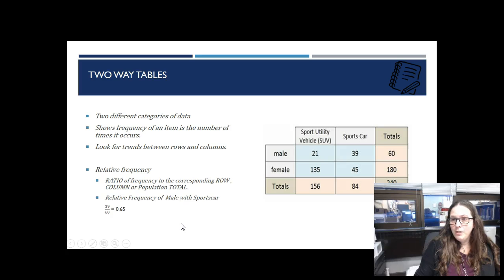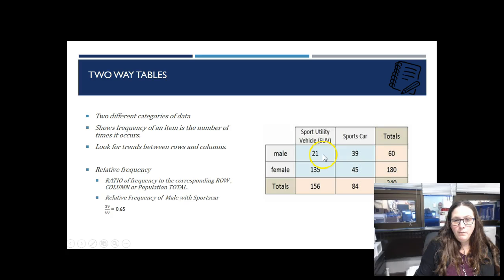Lastly, on this sheet, you want to talk about two-way tables. Two-way tables are just a way of showing two different pieces of information and letting us calculate the frequency that each of those categories happens. When we're analyzing two-way tables, we want to look for trends between the rows and the columns, or also between the titles and the totals.